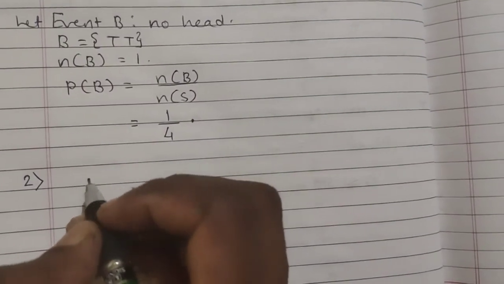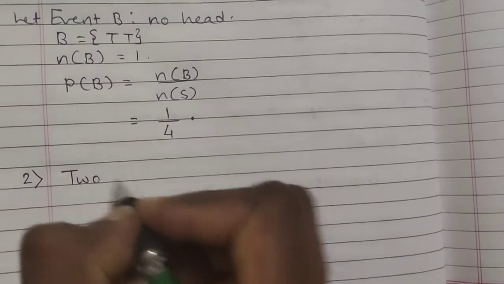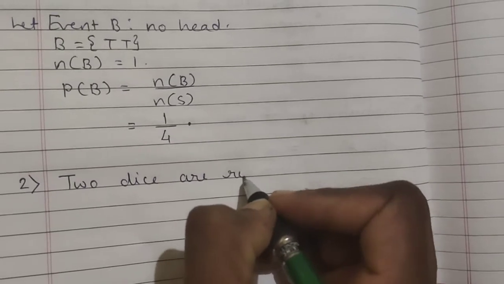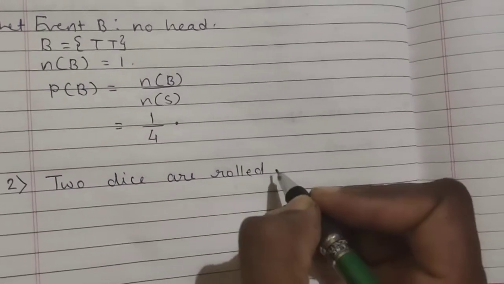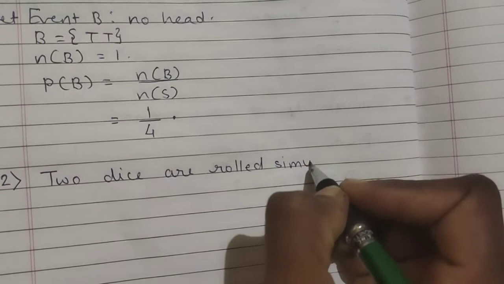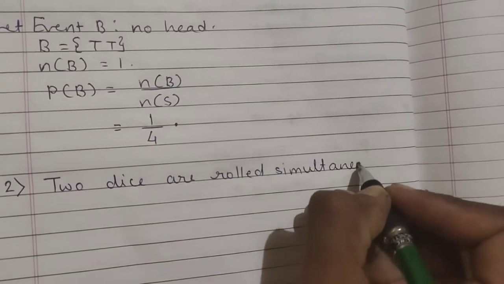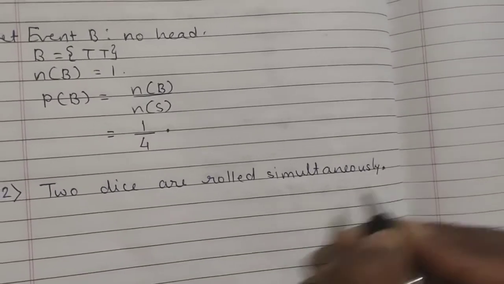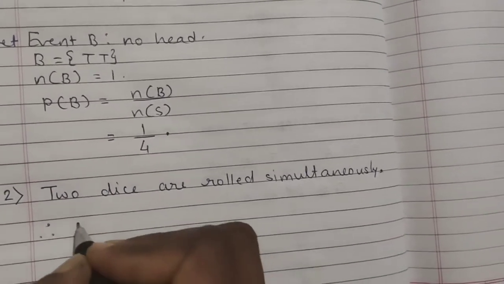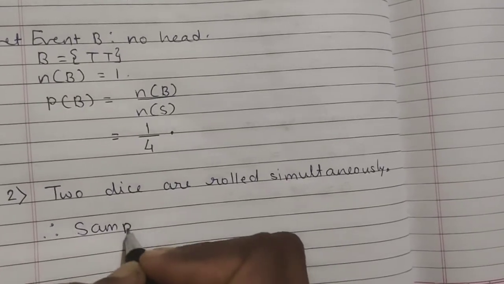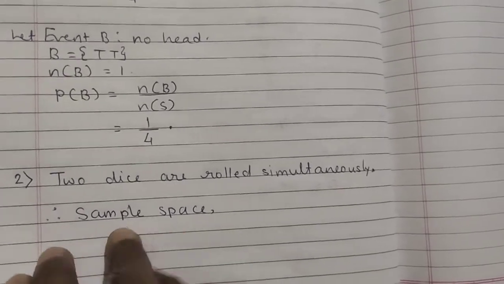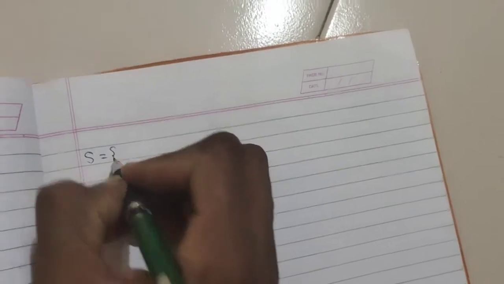So what is given to us? Two dice are rolled simultaneously. Okay, therefore we will write the sample space S. Sample space S is equal to, we will write on the next page.